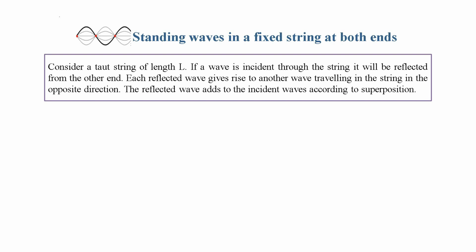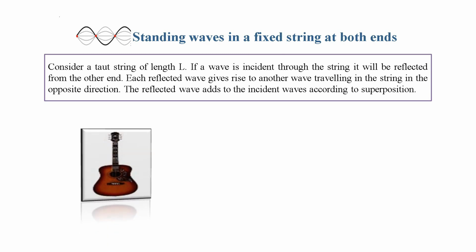Consider a taut string of length L. If a wave is incident through the string, it will be reflected from the other end. Each reflected wave gives rise to another wave traveling in the string in the opposite direction. The reflected wave adds to the incident waves according to superposition.